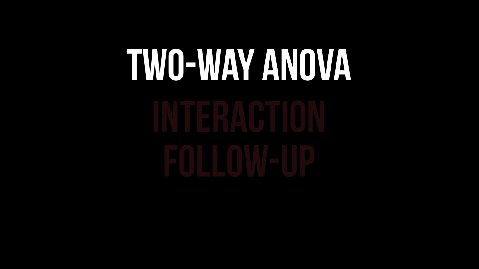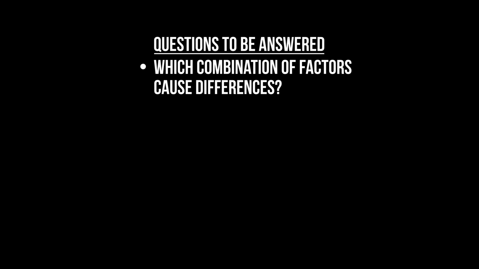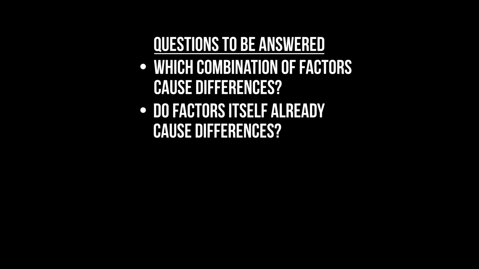This tutorial demonstrates the follow-up analysis in the case of an observable interaction in a two-way ANOVA in SPSS. I have already shown how to conduct and interpret the two-way ANOVA itself in the linked video. Here, the focus is specifically on examining which factor combinations cause differences when an interaction is observed. Additionally, we will consider whether conclusions can be drawn beyond the interaction itself.